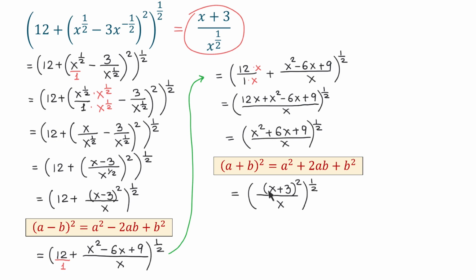And now again we have a fraction raised to an exponent, and we can raise the numerator to this exponent, then the denominator to the same exponent. When we raise the numerator to the 1/2, these two exponents need to be multiplied. And 2 times 1/2 is 1, so now in the numerator we have x plus 3 to the first power, which is just x plus 3. And if we raise x to the 1/2, then we get exactly the answer above.